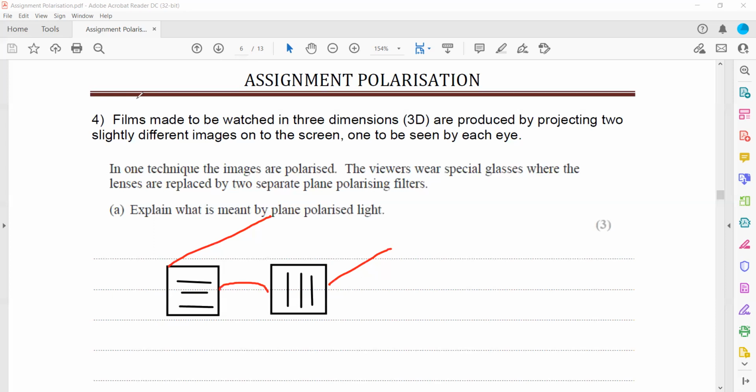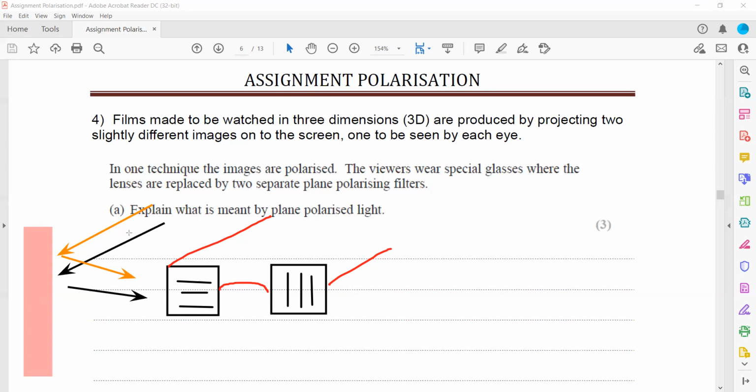Now, what happens? The image which is projected on the screen enters your eye. So basically, they're projecting two different images. Using a projector, the images strike the screen and then bounce back and enter our eye. So there are two different images, but how do they project these two different images so that we are able to see the 3D effect?